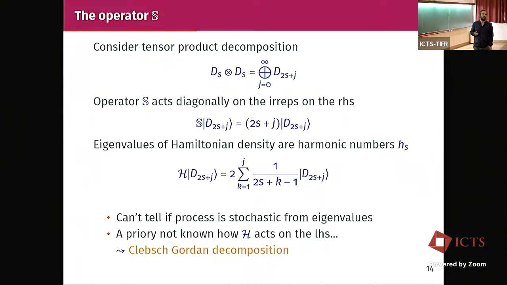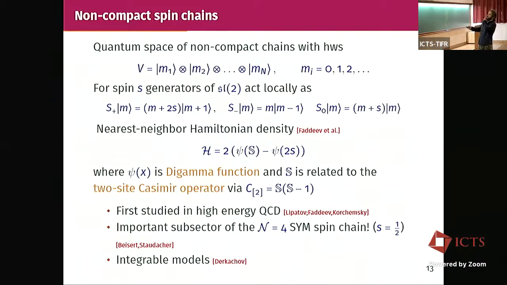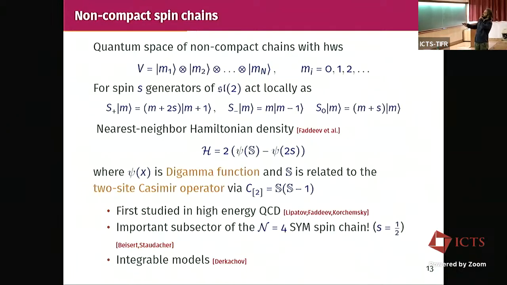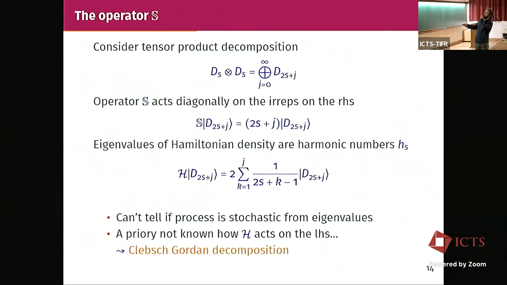The sum is over k, right? So it's d_{2s+k}, I imagine, for the action of h. Is it a diagonal action? It's diagonal, yes, exactly. On the irreducible representations in the tensor product, this h acts diagonally, so this S just reads out the 2s plus j, and the psi minus psi here just reduces to this simple sum, so the harmonic numbers.